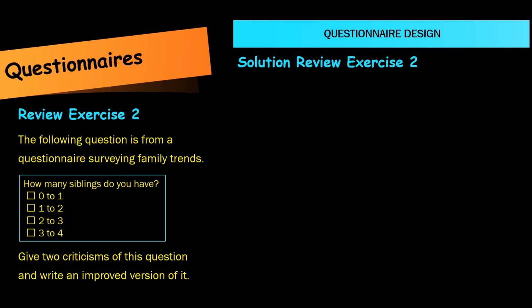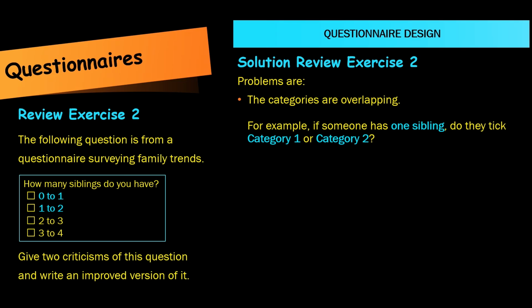So let's solve this. Let's now take a look at the problems. Notice that the categories are overlapping. So 1 belongs to 2 categories, and so does 2, and so does 3. So for example, if someone has 1 sibling, do they tick category 1 or category 2? Also, what about if someone has more than 4 siblings? What would they tick then?